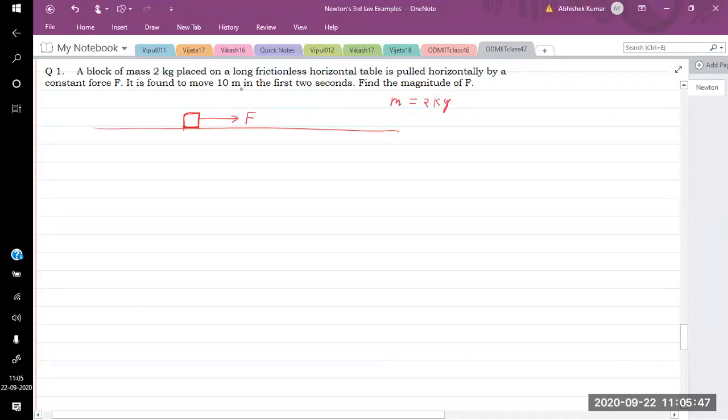It is found to move 10 meters in 2 seconds. So time is given. In 2 seconds, it covers a distance of 10 meters. Find magnitude of F. So how to solve this question?